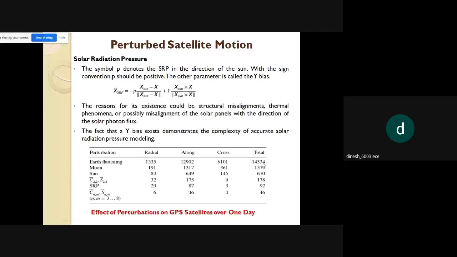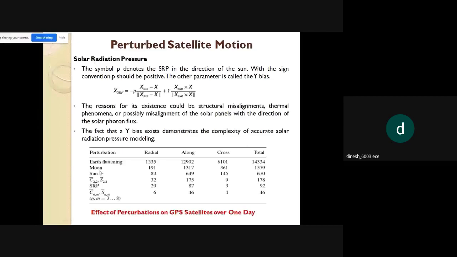And due to the moon's effect, 192 along radial, 1317 along, 361 cross, and totally 1379. And it's given for the sun.